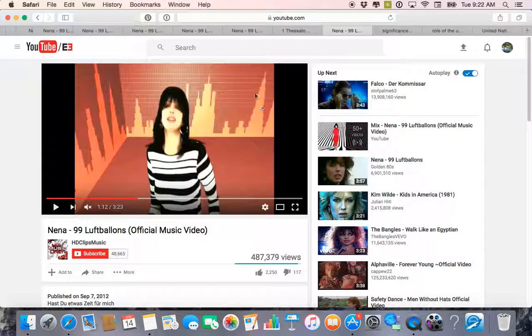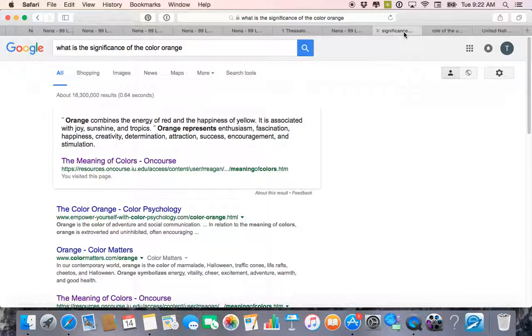The color orange is featured a lot after a certain point in the video, and I looked up the significance of the color orange, and this is my take on it. Okay, orange combines the energy of red and the happiness of yellow. It's associated with joy, sunshine, and tropics. Okay, but that's not important. Orange represents enthusiasm, fascination, happiness, creativity, determination, attraction, success, encouragement, and stimulation.